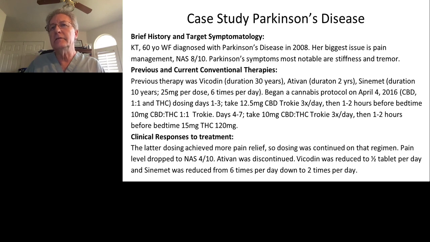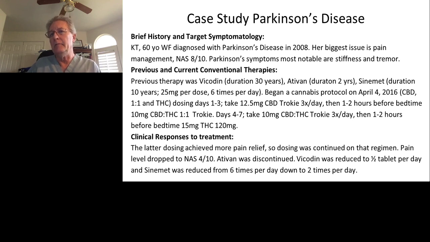This is a Parkinson's case study. A 60-year-old white female diagnosed in 2008. Her biggest issue was pain with an NAS of 8 out of 10. Her Parkinson's symptoms were most notable as stiffness and tremor. She was taking Vicodin previously for 30 years, Ativan for 2 years, and Sinemet for 10 years at a 25 milligram dose 6 times a day.